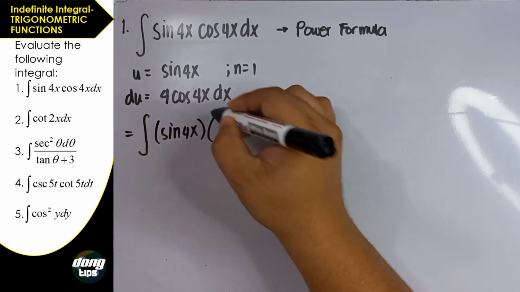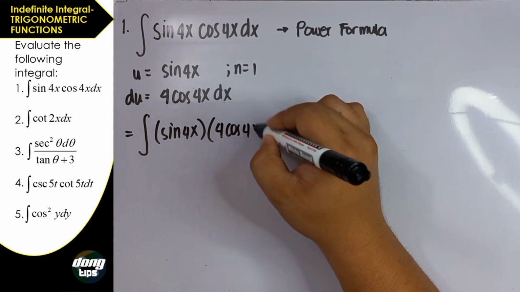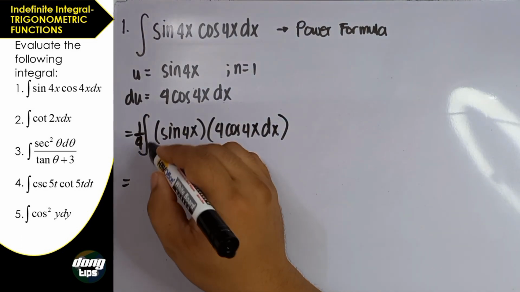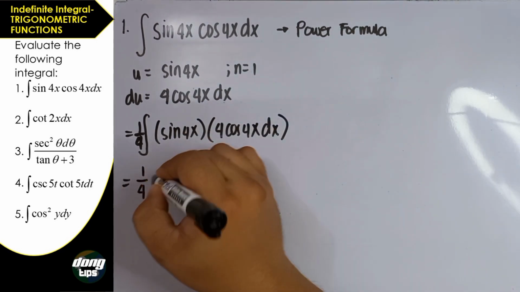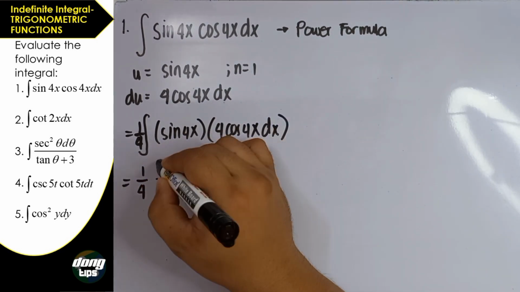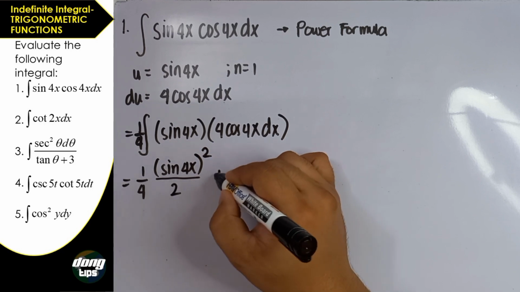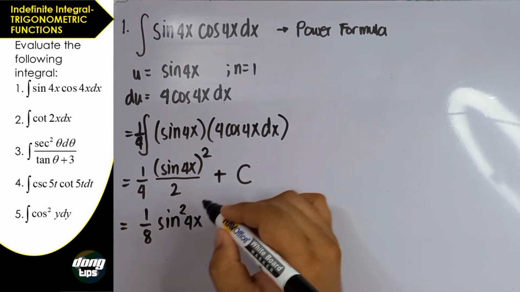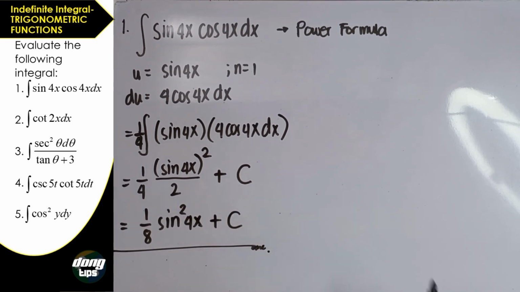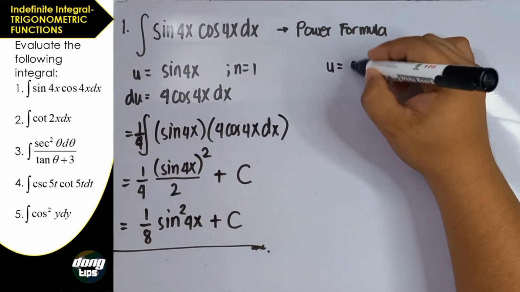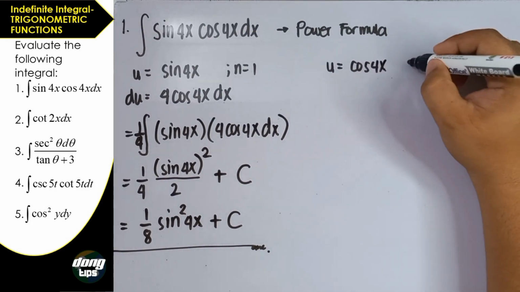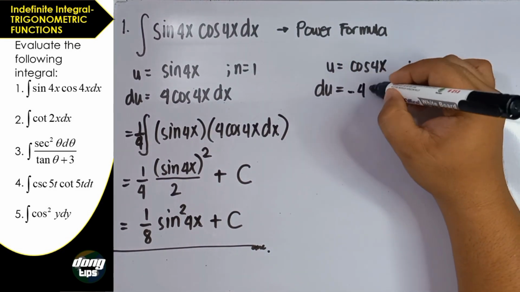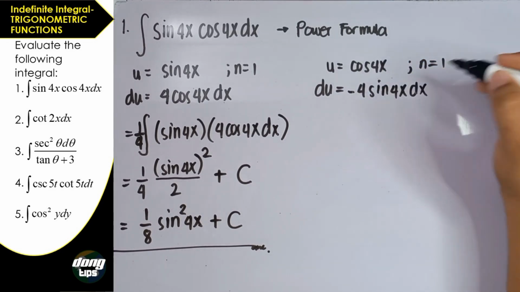Modify, use du equals 4 cosine of 4x dx, then multiply by 1/4. Copy 1/4, then integrate using the power formula. And here's our answer. How about we use the value of u equals cosine of 4x? The result of this will be different from the first one, but they are both correct answers.